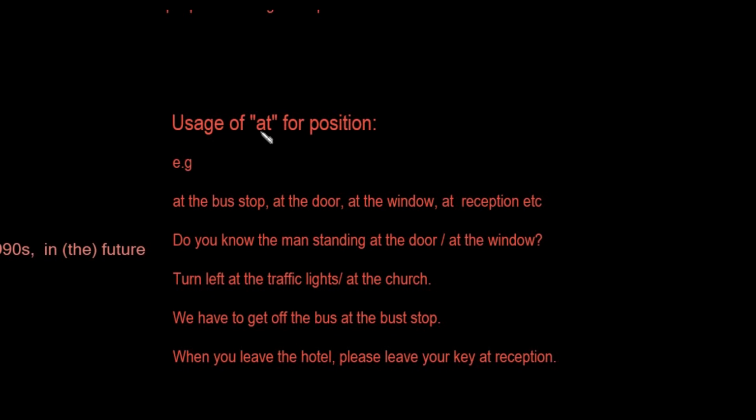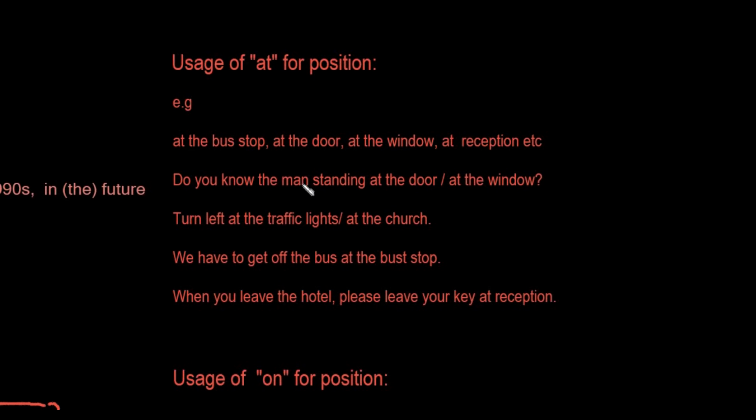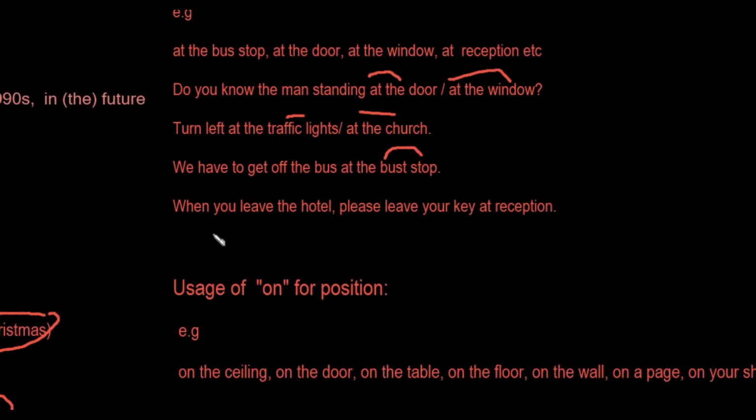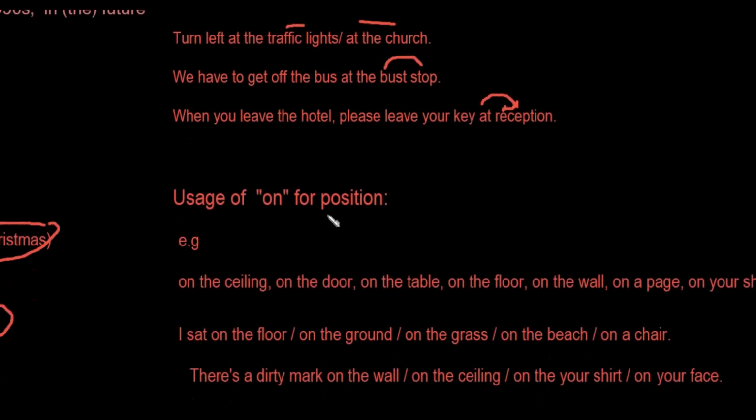Okay, the usage of at for position. So at the bus stop, at the door, at the window, at reception, etc. These are specific places. Do you know the man standing at the door, at the window? Turn left at the traffic lights or at the church. We have to get off the bus at the bus stop. A bus stop is also a specific place. When you leave the hotel, please leave your key at reception. Reception is also a specific place.